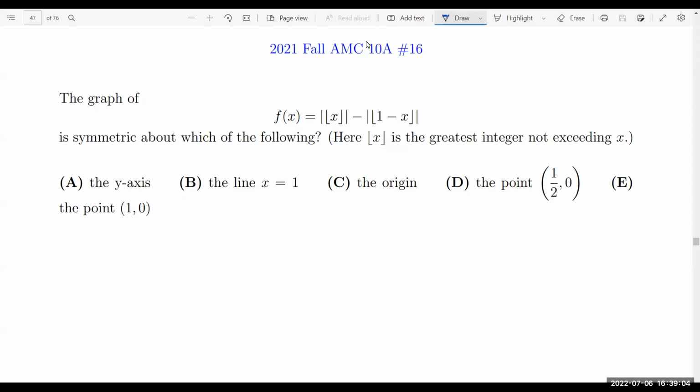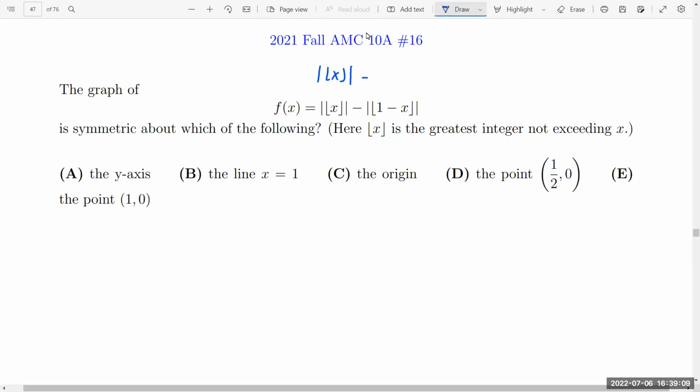The graph of f of x equals the absolute value of floor of x minus the absolute value of floor of 1 minus x is symmetric about which of the following? Here, floor of x is the greatest integer not exceeding x. These little brackets represent floors, meaning for example, for 3.4, you want the greatest integer not exceeding this number. Well, that's 3. For positive numbers, you can think of it as just taking everything before the decimal point, so the integer part, basically.